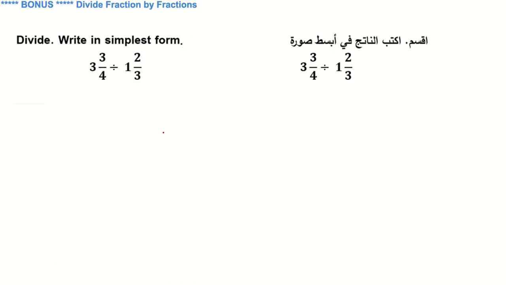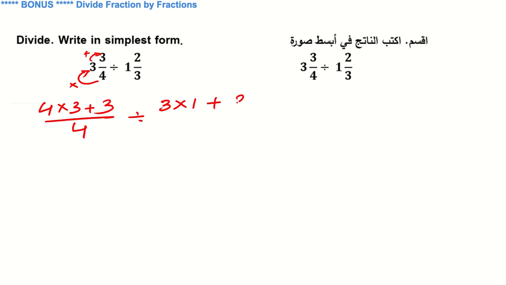Next question can be: write in simplest form. So what will you do for this? First of all, it is written as a mixed fraction. So first you will write it as an improper fraction. So what will you do? 4 multiplied by 3 and then plus the numerator. So it will be 4 multiplied by 3 plus 3, over 4, divided by, sorry, 3 multiplied by 1 plus 2, over 3.